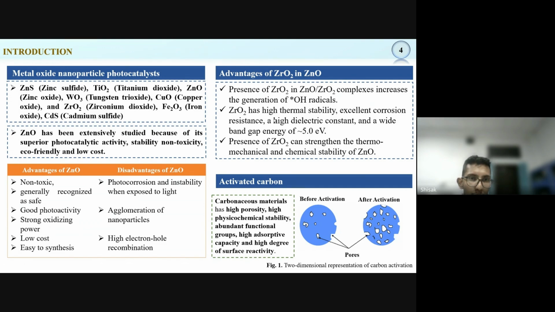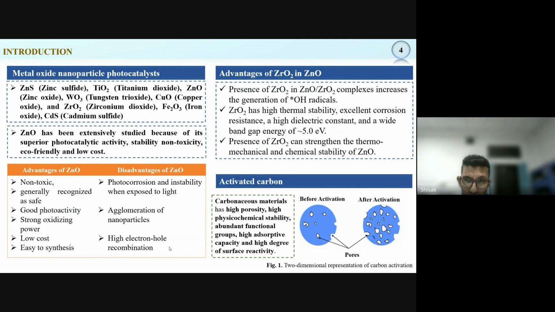There is another problem which we face during the preparation of this material, that is the agglomeration and high electron recombination. So in order to overcome these issues, what we have done was that we have used a supporting material, and in our study we have used activated carbon as a supporting material, which we have synthesized by using a biomass material that is available in the vicinity of our campus.